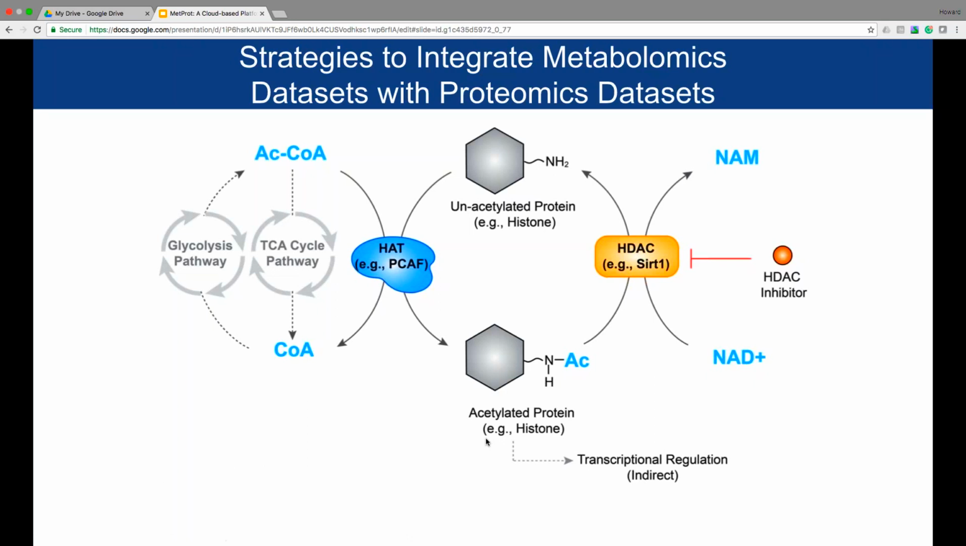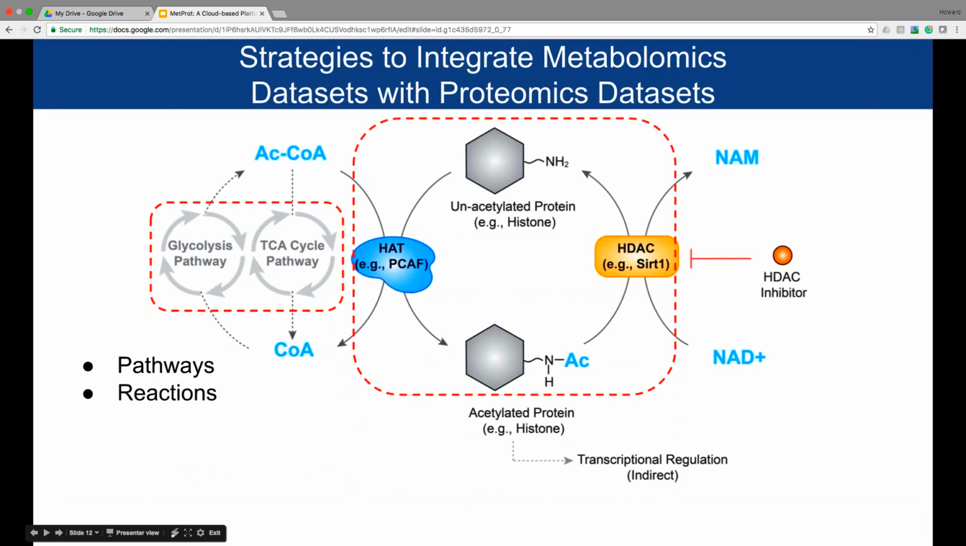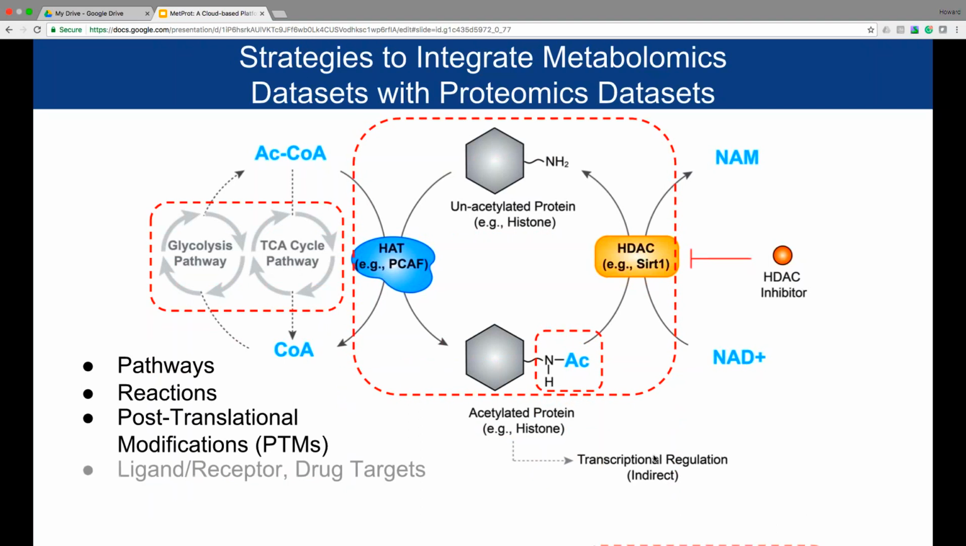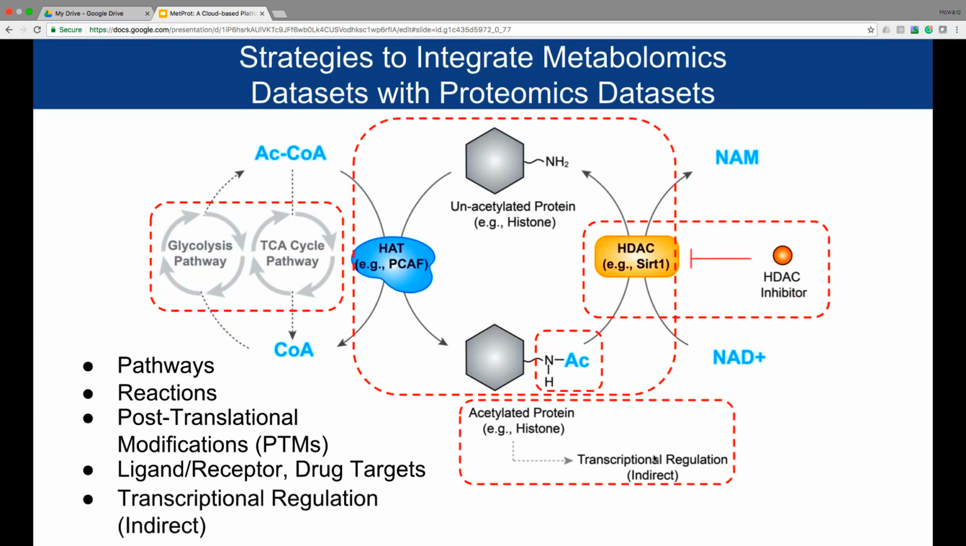So accordingly, we identify the following relationships among proteins and metabolites. First, we found the biological pathways, the chemical and enzymatic reactions, post-translational modification, ligand and receptor as a drug target, and basically indirect transcriptional regulation. We believe those are the interfaces where the proteins meet metabolites, and we will retrieve this relevant information from multiple databases and knowledge bases, which will be specified in a later slide.